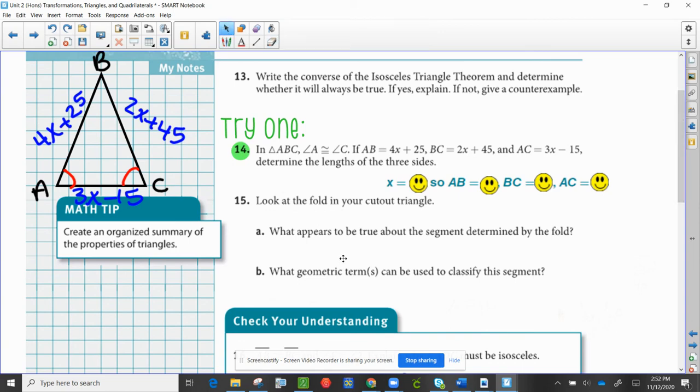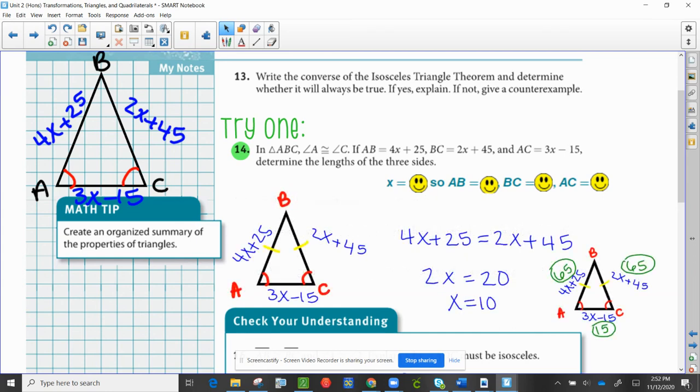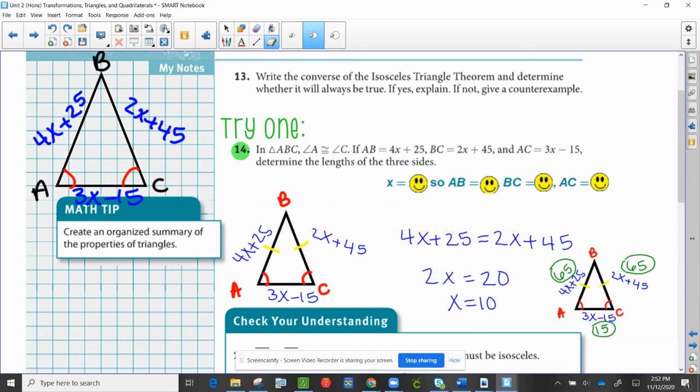Okay, here is my work. So if angle A is congruent to angle C, that means AB has to be congruent to BC. So I set those two side lengths equal to each other, did all my algebra, and got that x was 10. So if I plug 10 into each of my expressions, I got that AB was 65, BC is congruent, it's the same measure, and then AC was 15.